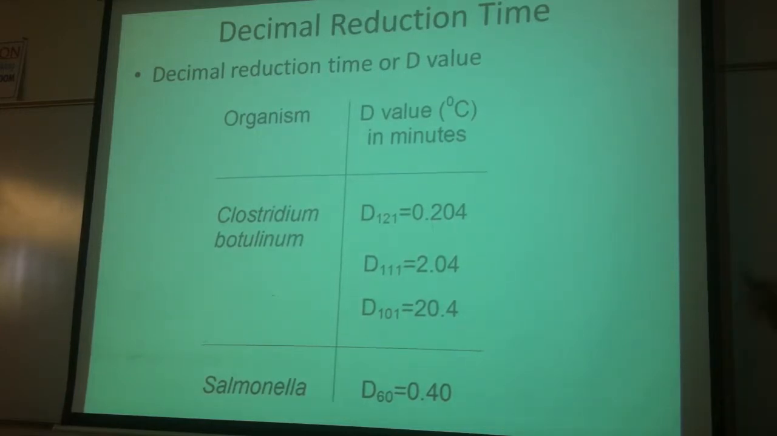Okay? Does this make sense? Does this help make more sense? So you can have different D rates based on temperature. Okay? So it all depends on what you know you're trying to kill. And versus what is it, salmonella? You just have to get up to 60 degrees. 90% will be dead in 0.4 of a minute. Okay. Questions?